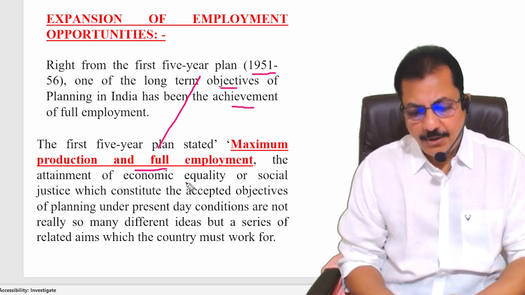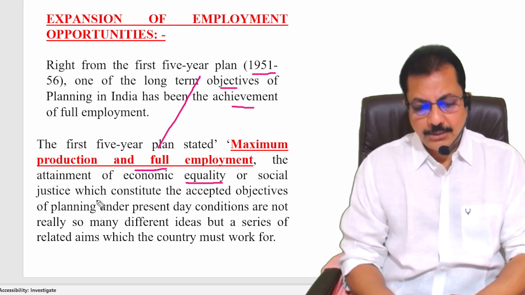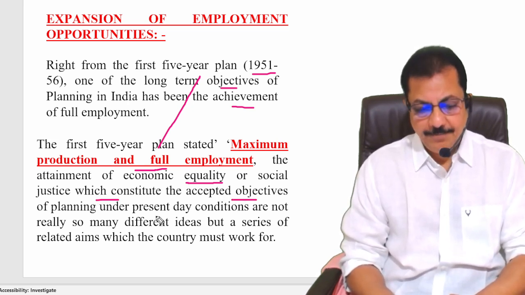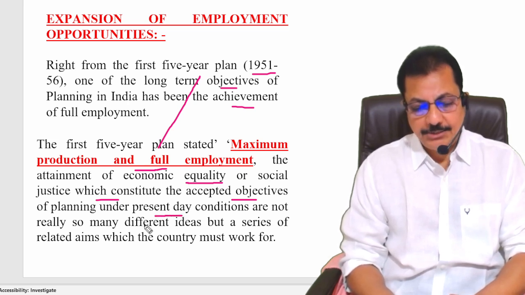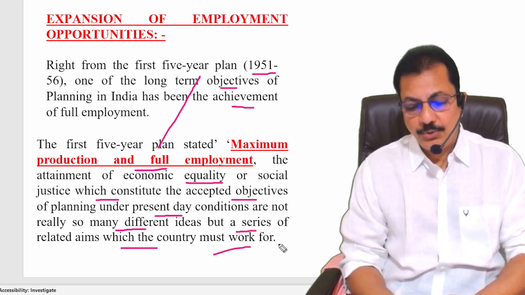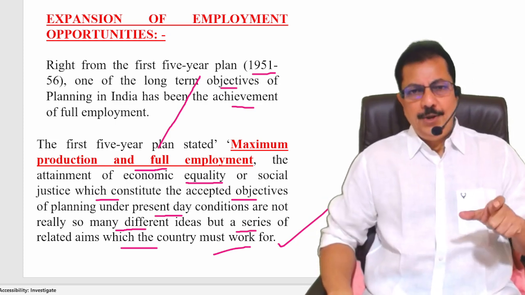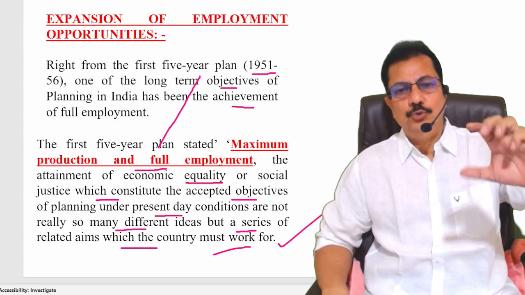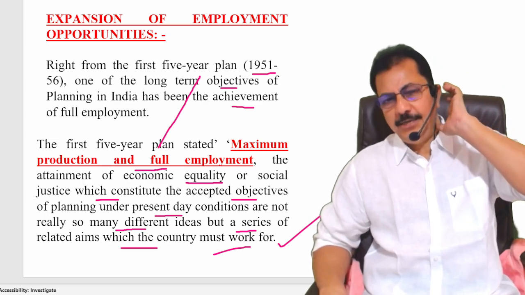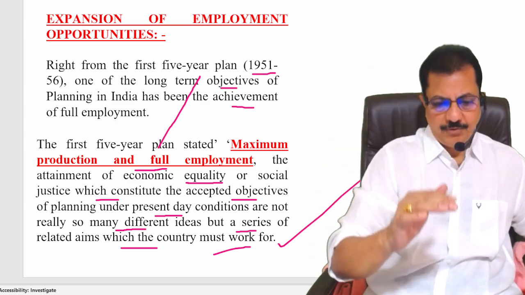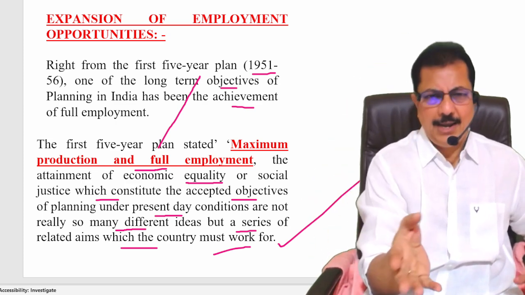The attainment of economic equality or social justice, which constitute the accepted objectives of planning under the present day conditions, are not really so many different ideas, but a series of related aims which the country must work for. What is the meaning of this? I'll make it simple for you. Today, at the beginning of the class, I have shown you page number 1. In page number 1, we kept a heading called objectives of planning. And we have given 1, 2, 3, 4, 5, 6, 7, 8. Right? If you want to, you can add more also. No problem.